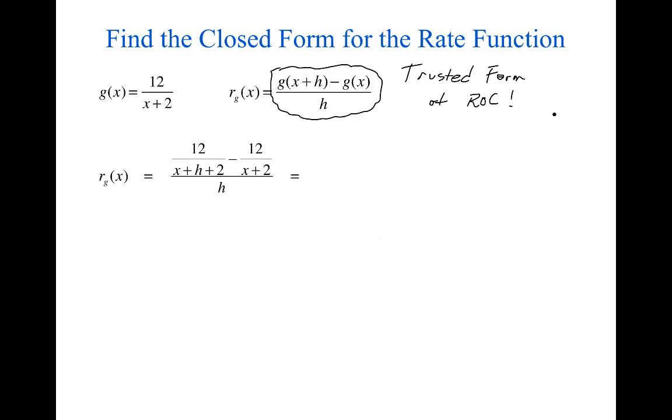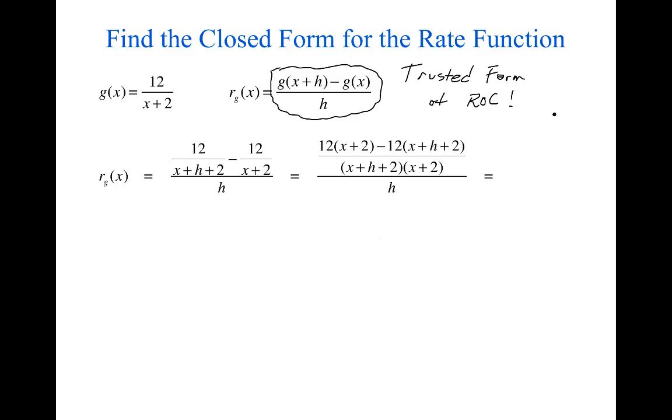Perfect. So we're going to apply the function to g of x plus h. Whatever g tells us to do with the input, now we do that with x plus h, and whatever g tells us to do with x, we do with x. And then we set up the ratio. Now we need to do a little algebra. We need to subtract those fractions, and to subtract fractions we need a common denominator, which is the product of those two.